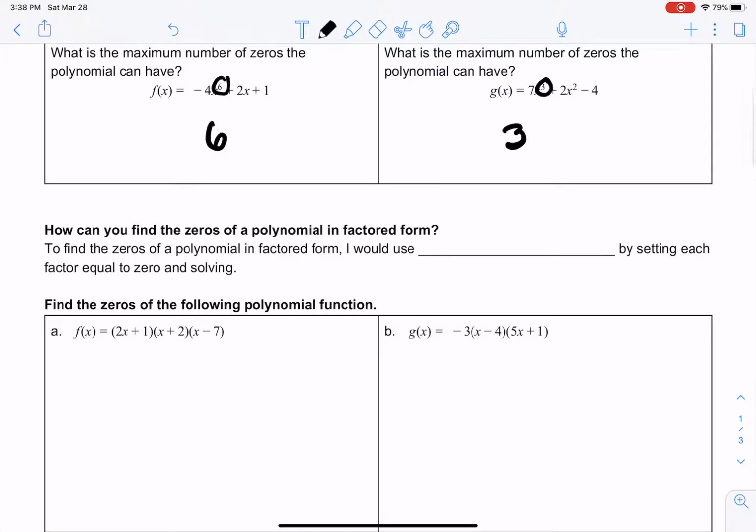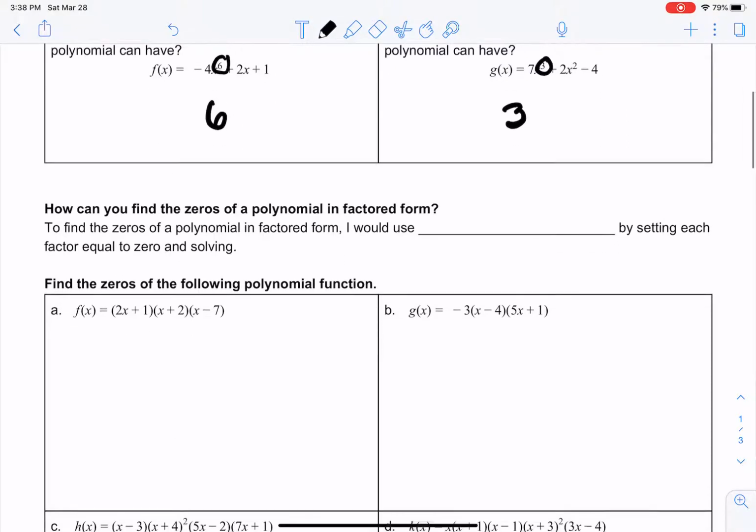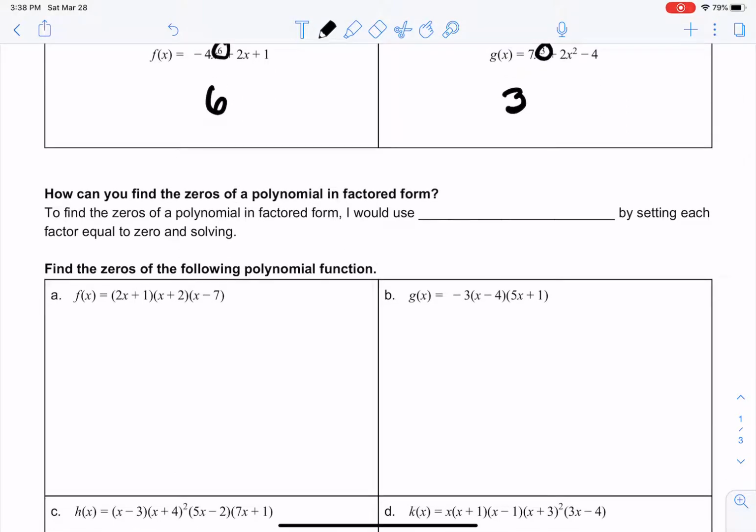Okay, how do you find the zeros for a polynomial in factored form? Well, this is just the zero product property, just like you learned for quadratics. So we're going to use the zero product property by setting each factor equal to 0 and solving. So basically we're saying y, or f of x, is going to equal 0. So then we have to take each of these factors here. If any of them equal 0, the whole thing will equal 0, so we can set each one of them equal to 0 and solve.